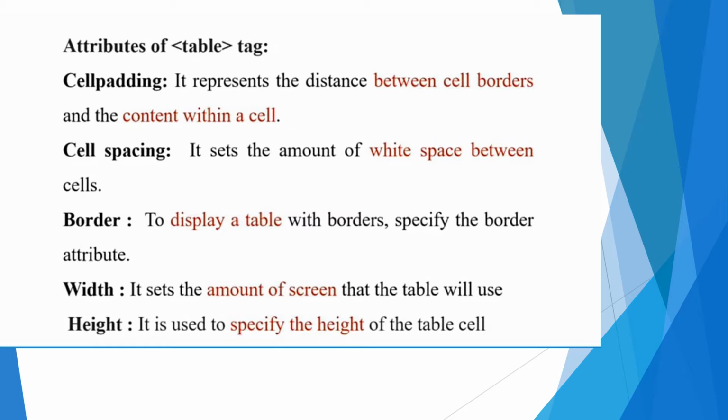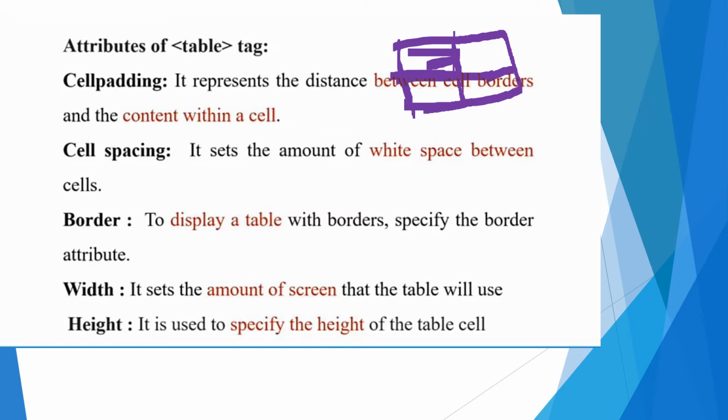For example, a table contains cells, right? These are cells. Cell padding represents the distance between this border and the content within the cell. Cell spacing is the amount of white space between the cells. Here some space will be there between cells. How much amount of space we will use in the table, we will represent using cell spacing.